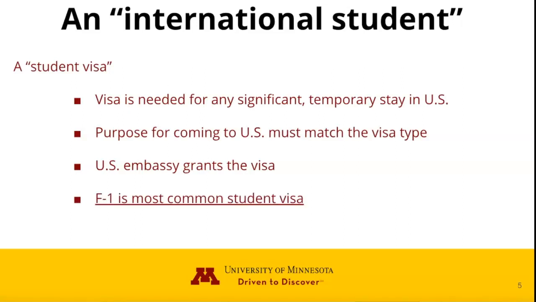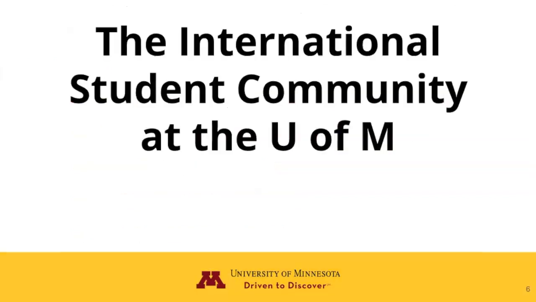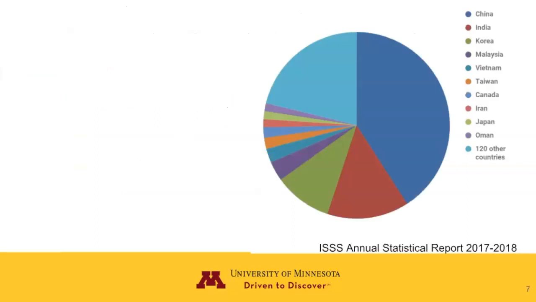The most common visa type is called F1. Most of our U of M international students are studying here on F1 visas. Another type of student visa is the J1. We also have J1 students at the U, but they're much less common. As you may imagine, many of the U's nearly 6,300 international students come from China and India. We also have a significant number from Korea. The list on the right hand shows the top 10 countries where our international students come from.